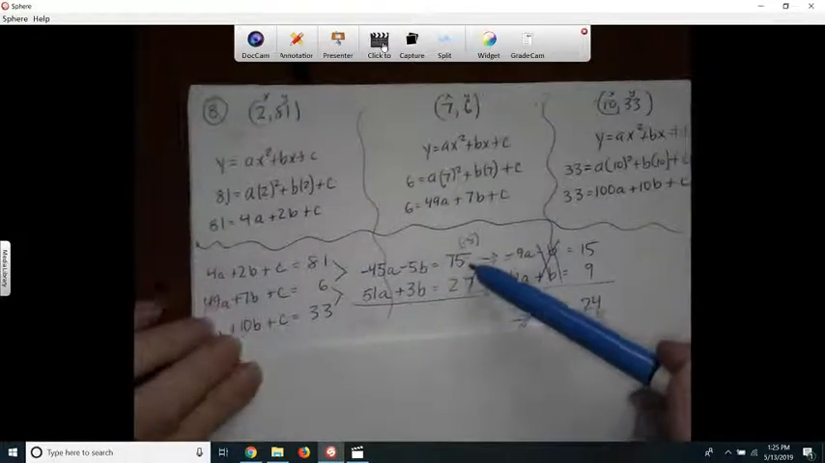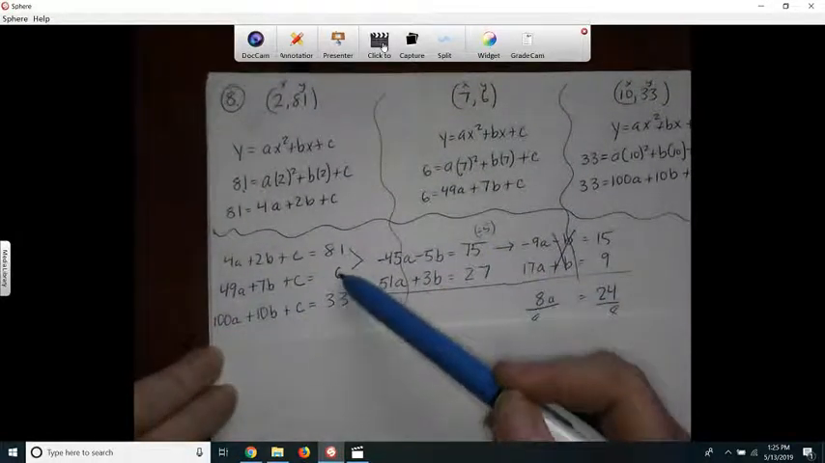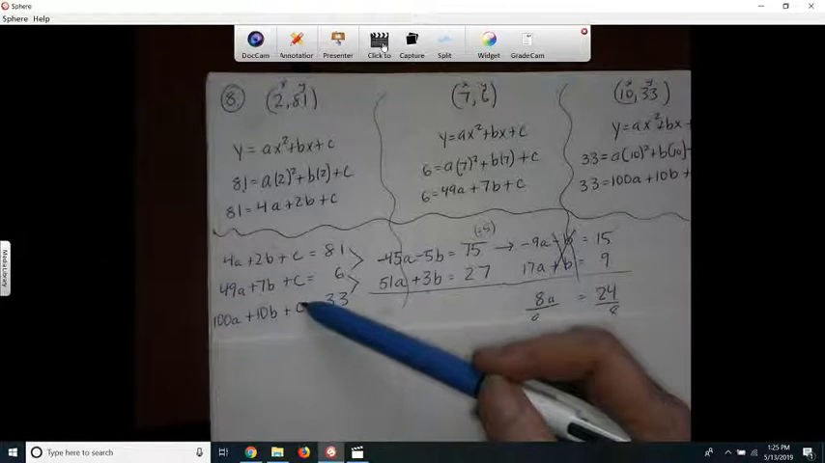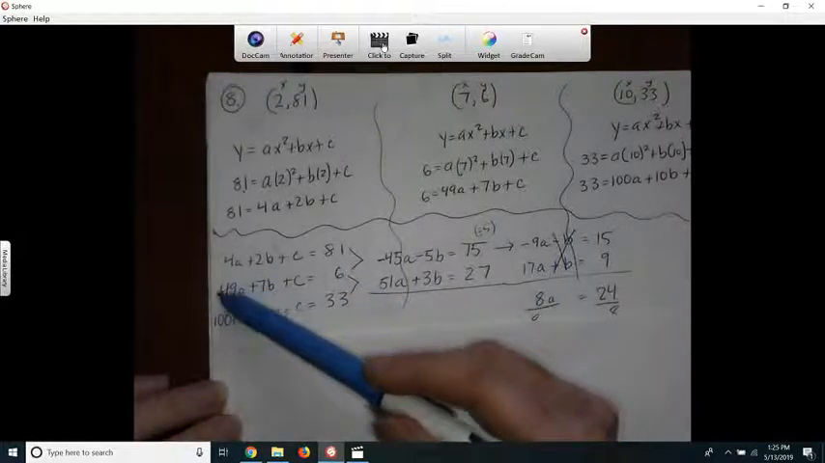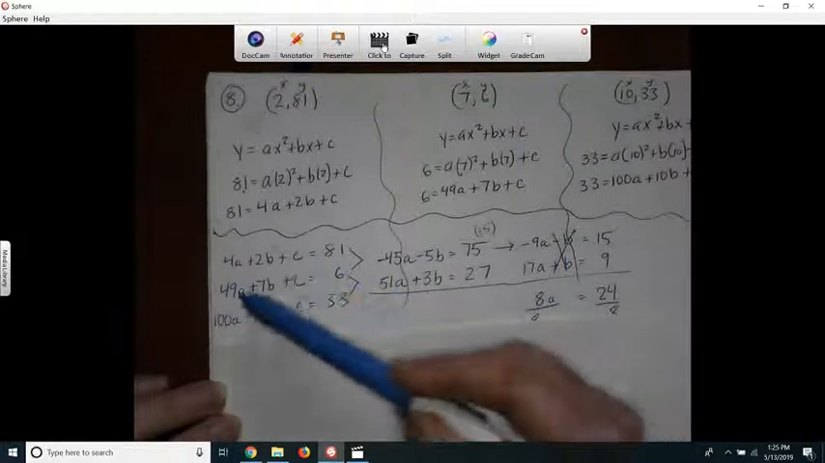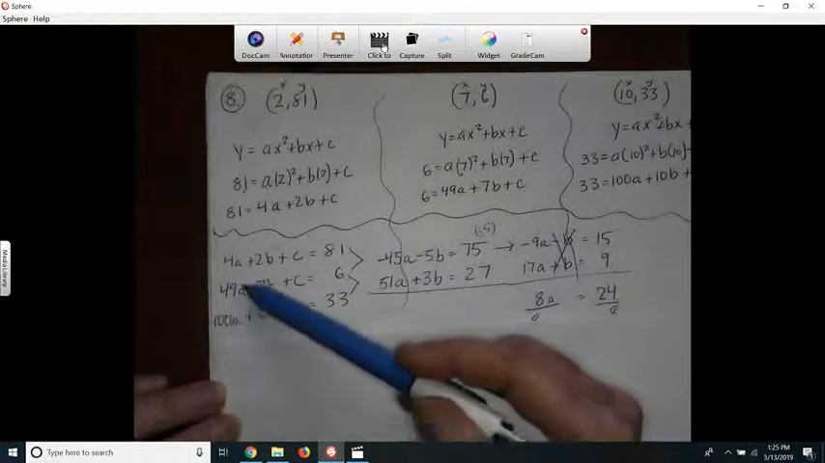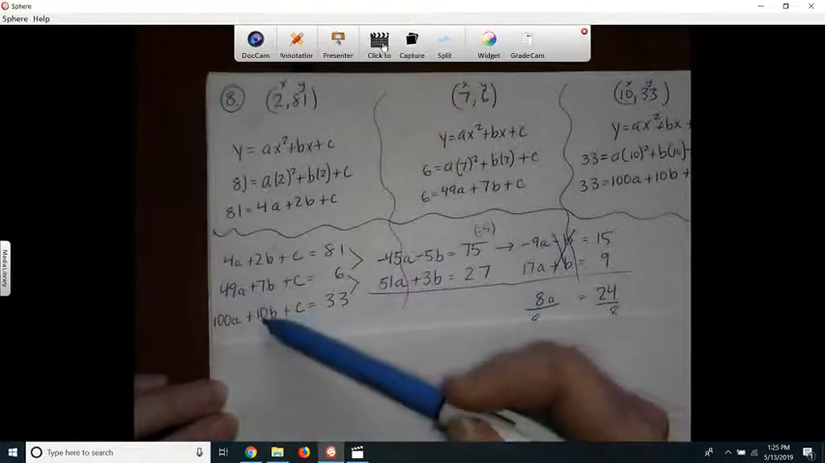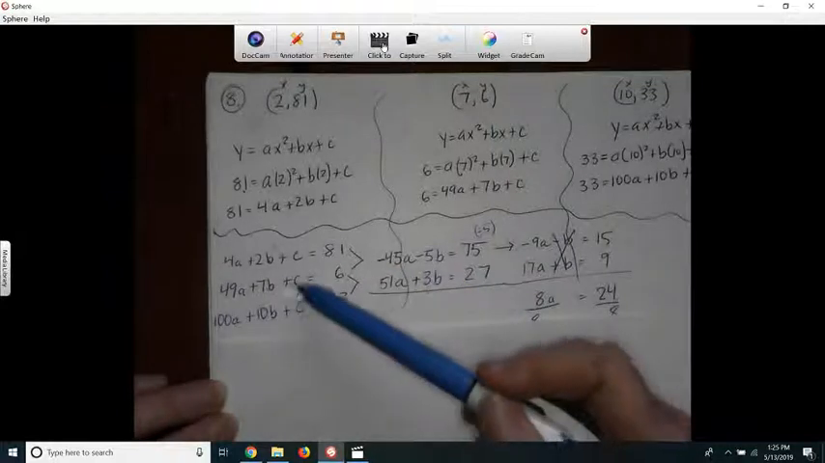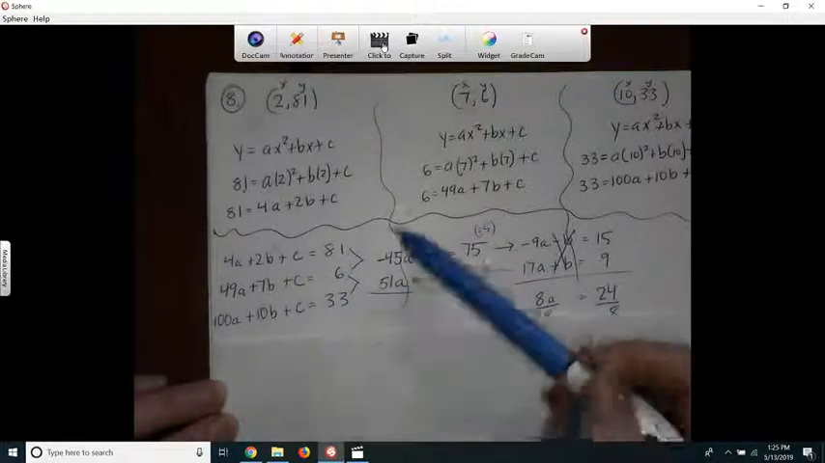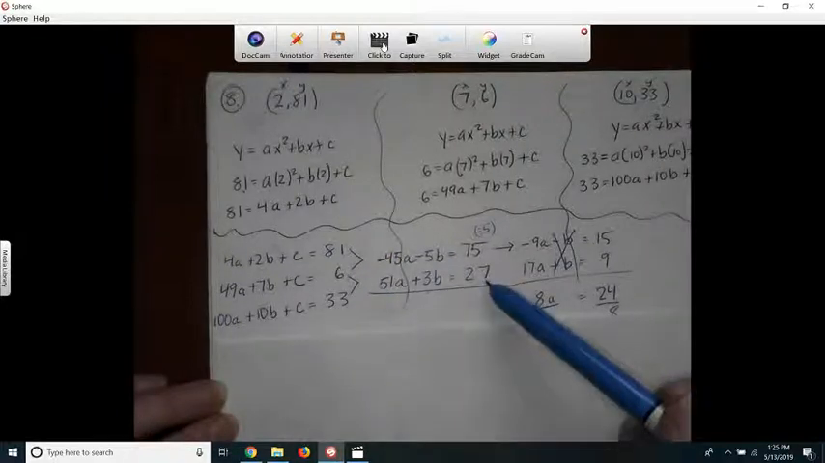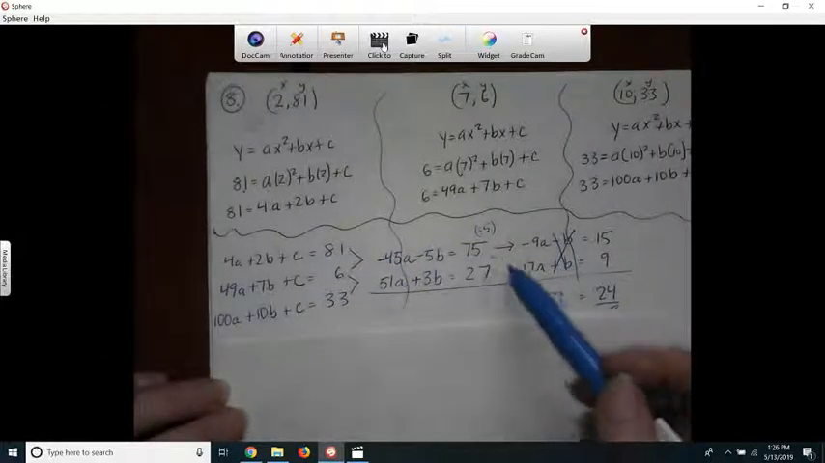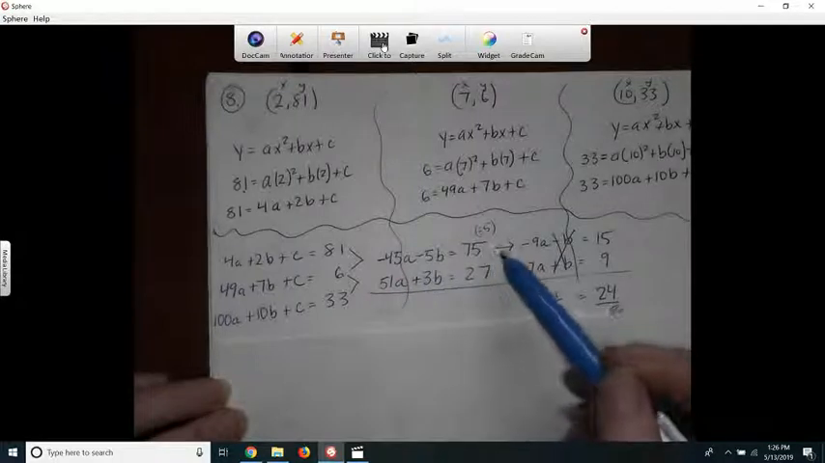Then I take these 2 equations, and it'd be very easy to use elimination and get rid of the C's. This time I imagine multiplying each one by negative 1 and adding them. So basically I'm subtracting: 100 minus 49 is 51, 10 minus 7 is 3, C minus C makes nothing so it's eliminated, and 33 minus 6 makes 27. It's all nice and neat and tidy if you do it that way, and I end up with these 2 equations with 2 unknowns.